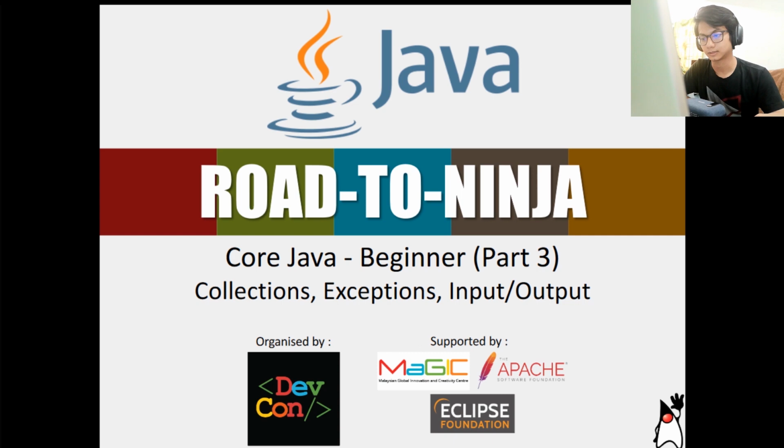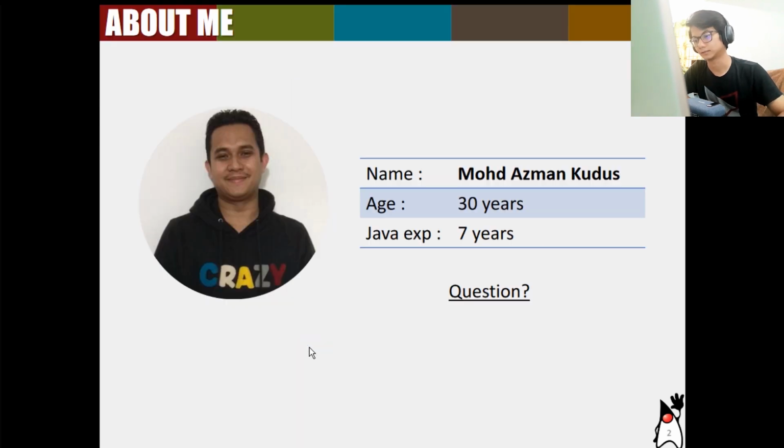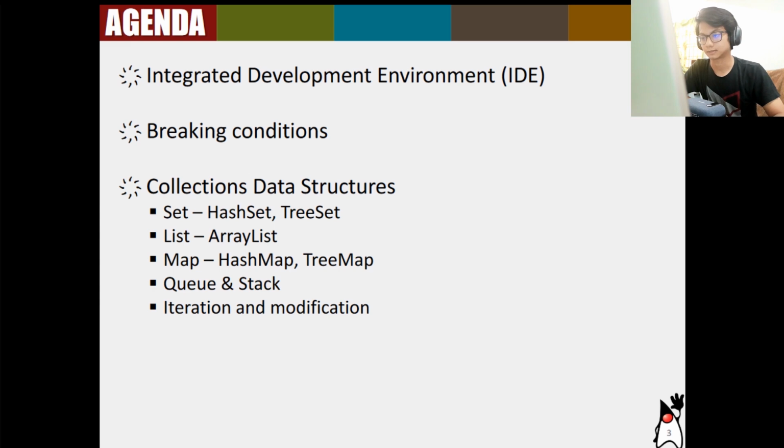I'm going to talk about what the class is about, and basically it's a class for beginners. It's a free class and it's organized by this community which is called DevCon. Next, this is the speaker, Muhammad Azman Kudus. He's 30 years old and has 7 years of Java experience.